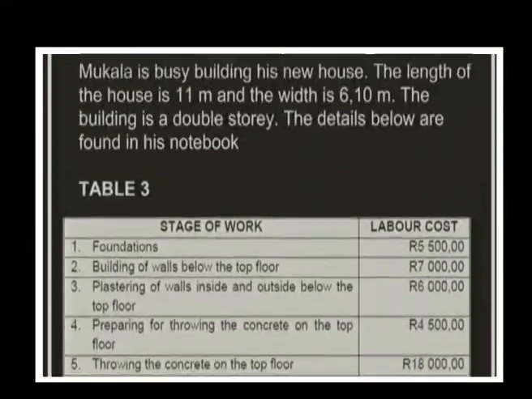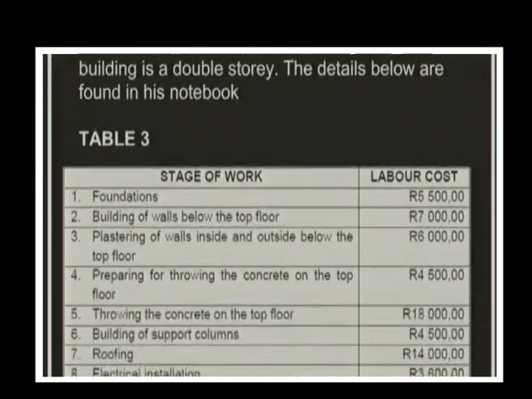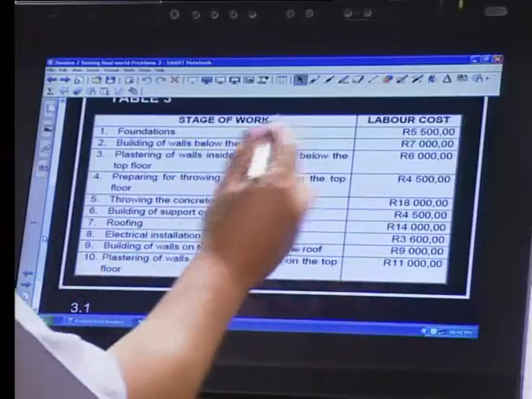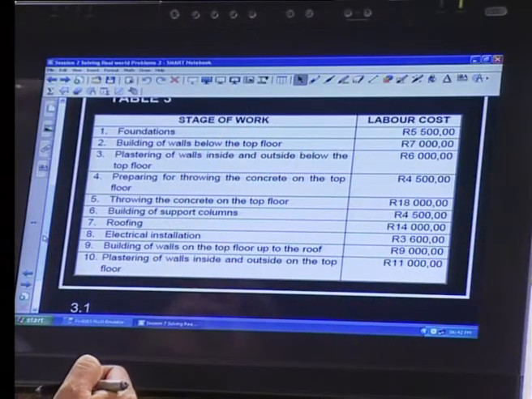Okay, so here we have a guy called Mukala, and he wants to build this house. And it's not just a single-story house, but a double-story. This Mukala is quite an ambitious guy, okay? Doesn't just want one story, he wants two of them. And what he's looking at now is a table, shown here, which shows the labor cost for every part of the building.